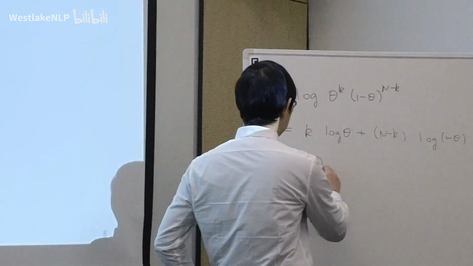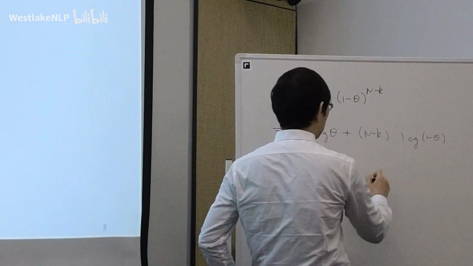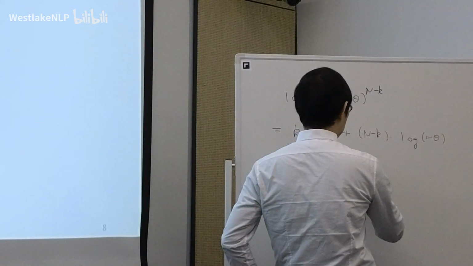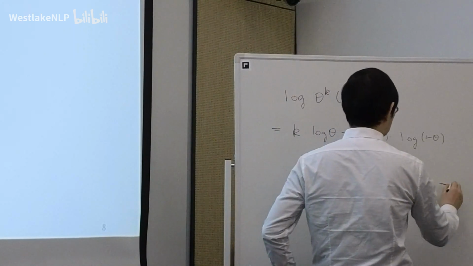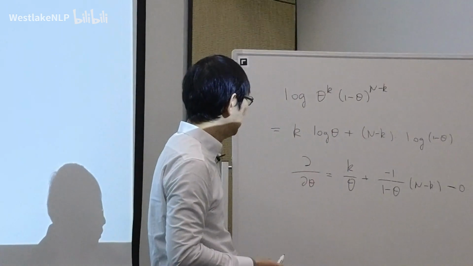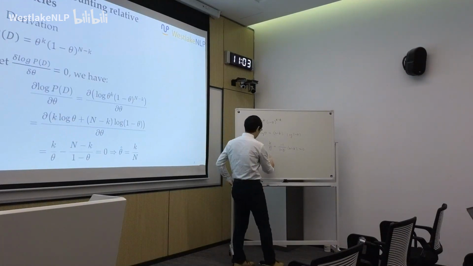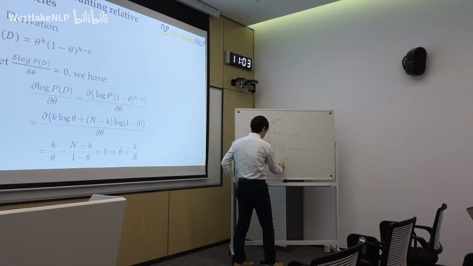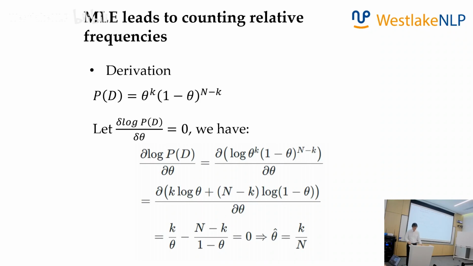So you calculate the derivative of this thing with respect to theta: this one is 1 over theta, right? So plus 1 over 1 minus theta, but you have a minus 1 times this n minus k. Set it to 0. When you set that to 0, you do some simple arithmetic. So k over theta is equal to n minus k over 1 minus theta, right? And you calculate this, and you find that theta is equal to k over n. So you found a conclusion. The conclusion is a relative frequency. So that's the topic of this week.